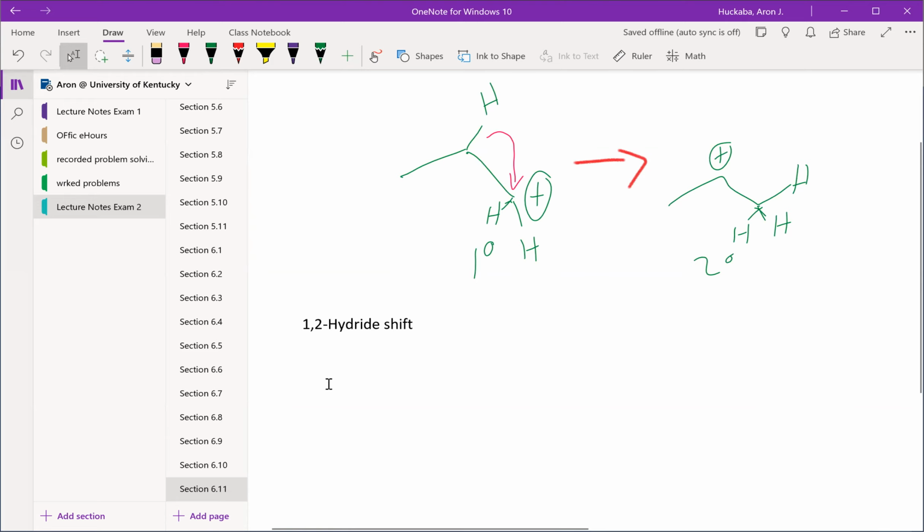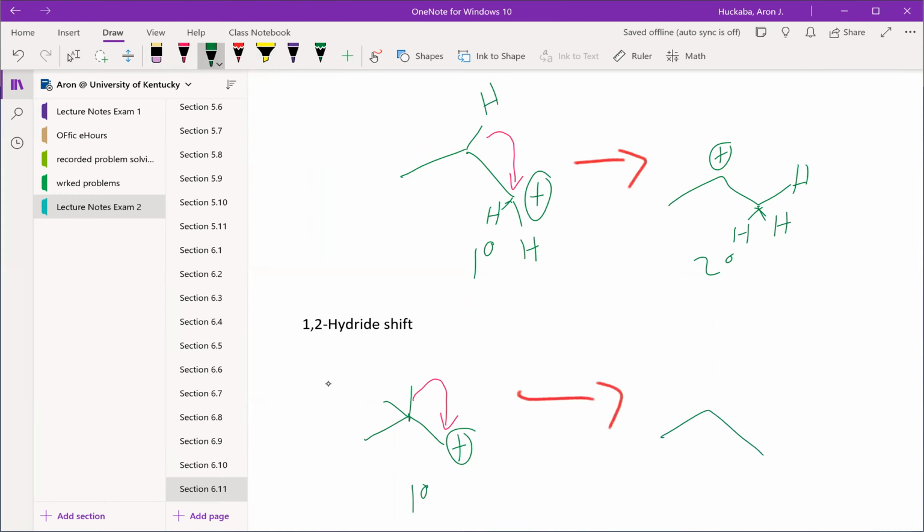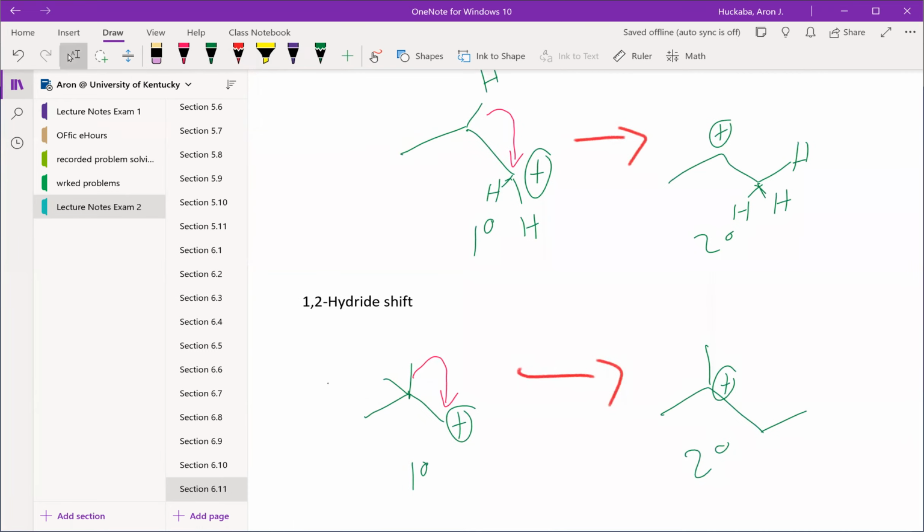You can also have a 1,2 methyl shift if you have a similar set of circumstances with a primary carbocation and a CH3 up here, or maybe two CH3s. We'll just have two like that. You can have one of these CH3s move on over to give you the following chemical, where now you have a secondary carbocation that is much more stable.